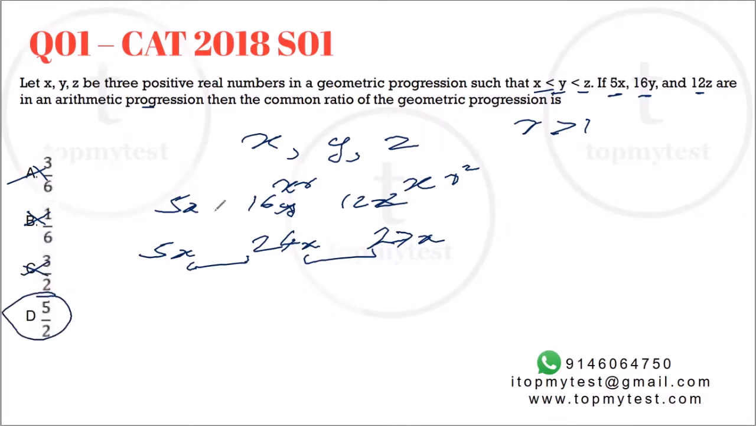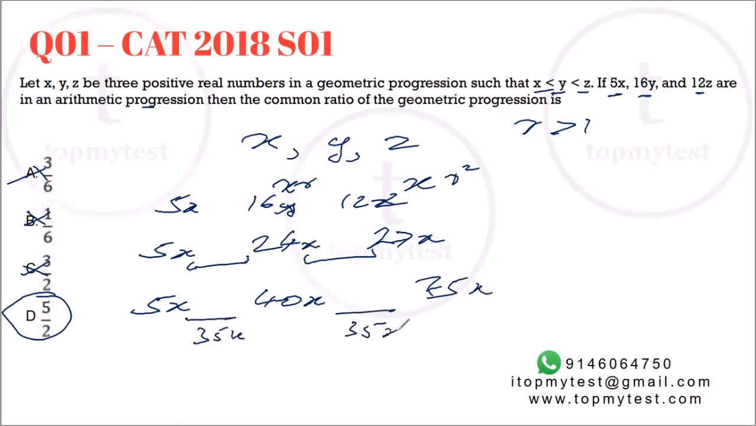If you put the value of r equal to 5 by 2, you can get the answer. You will have 5x, 16x into 5 by 2. 16 by 2 is 8, 8 into 5 is 40x. 12 into x into 5 by 2 square. 5 by 2 square is 25 by 4. 12 by 4 is 3, 3 into 25 is 75x. This difference is 35x. This difference is 35x. Option D, as we had discussed, will be your correct choice. Now, if you want to do it in an algebraic way, that can also be done.